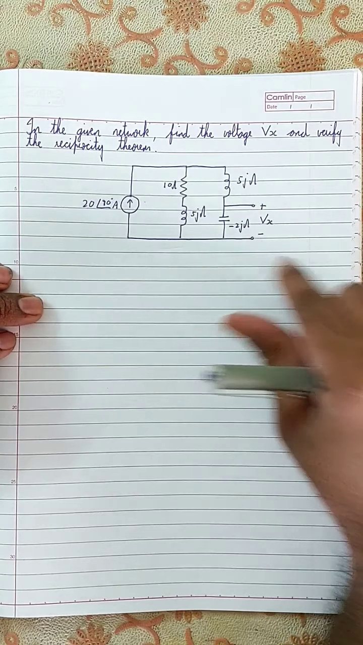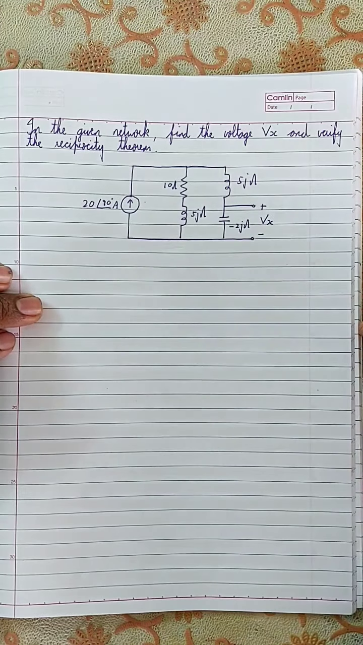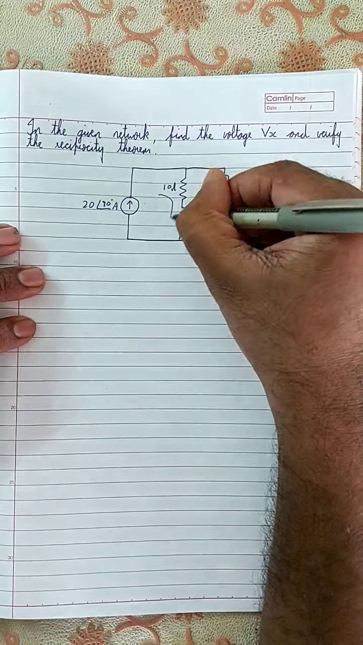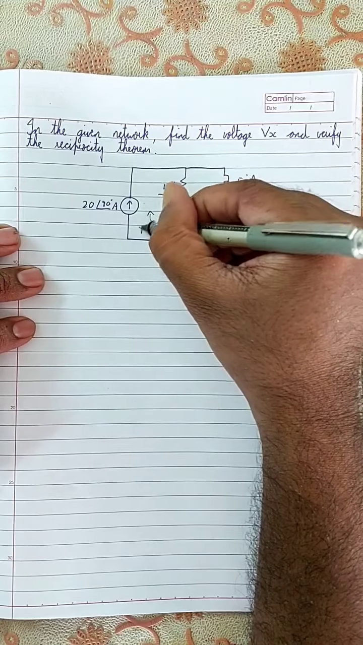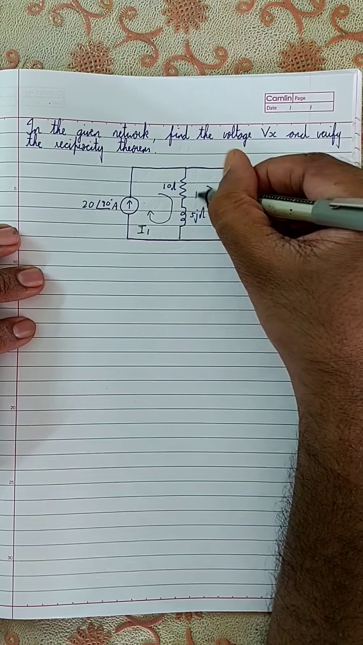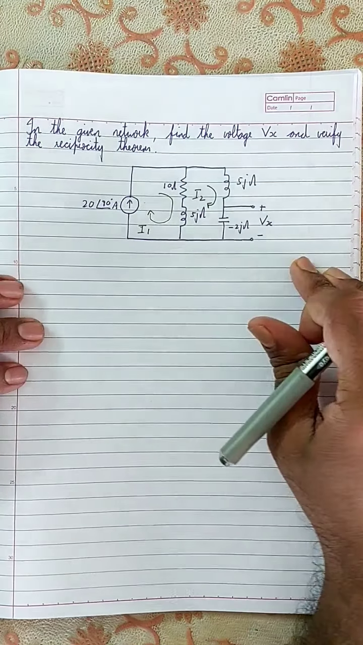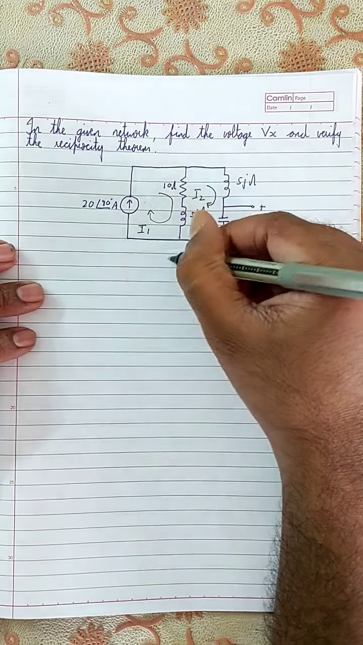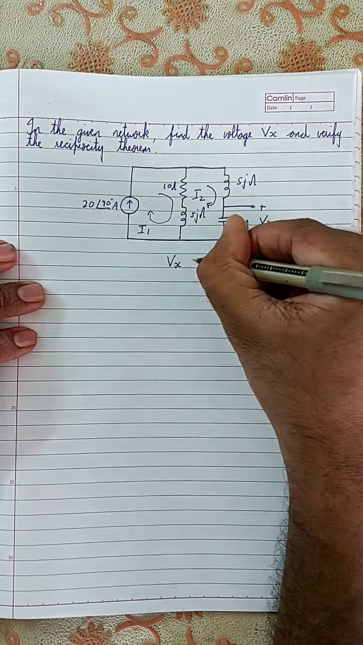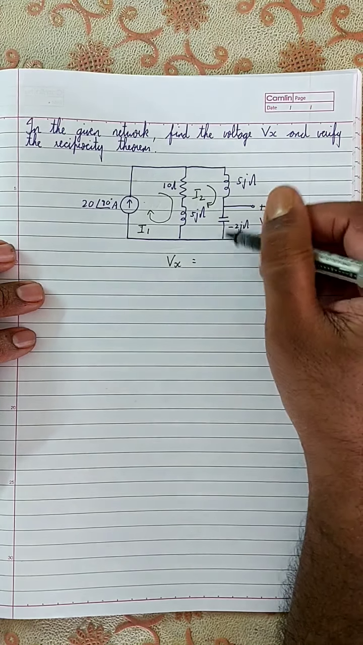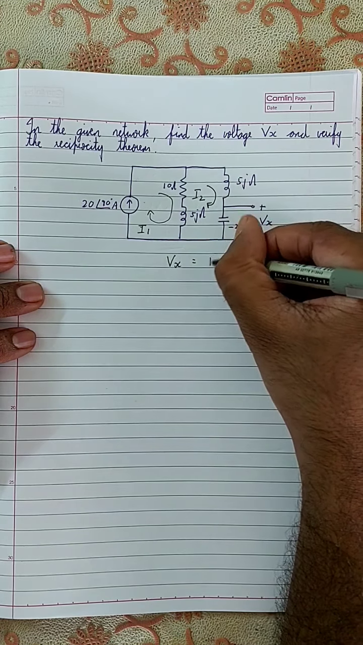First I will apply mesh analysis, because I'm trying to find the value of Vx. Let this be I1 and let this be I2. In that case, what is the voltage across the capacitor? Voltage across the capacitor is equal to Ohm's law, I into R. What is the value of I? The value of I is I2.